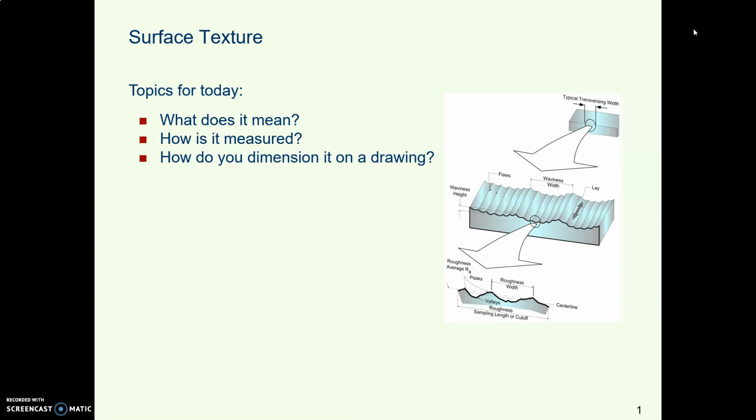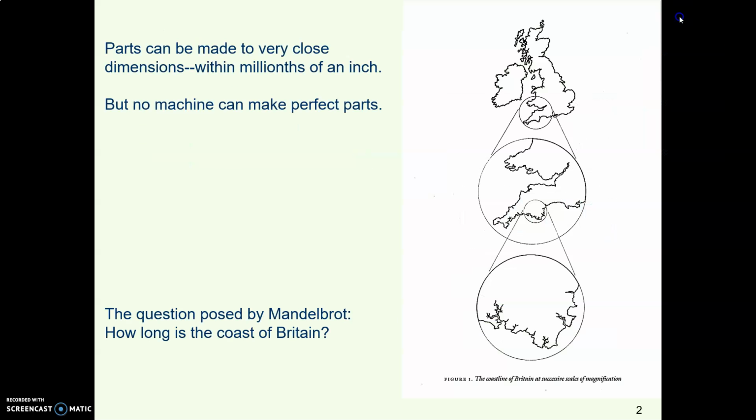Now we'll look at another kind of dimensioning and tolerancing, and that is the measure of the surface texture. In other words, surface finish or roughness. And you might think, oh well, a part could just be smooth, but no, it can't. Remember what we know about drafting and design, that there are no perfect parts, period.